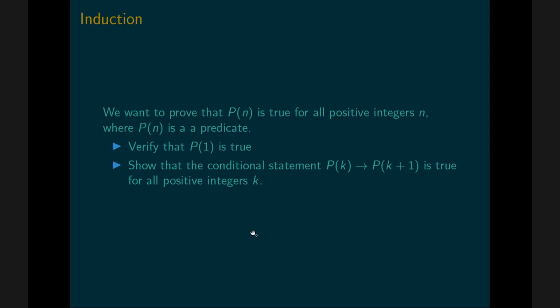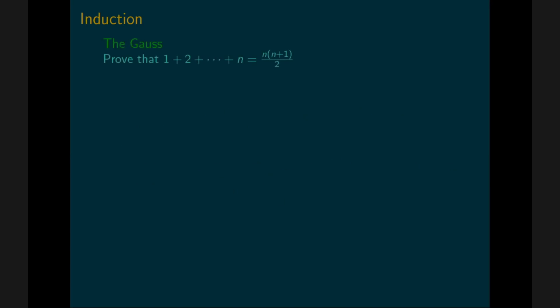And this is how we do induction. For example, we have a predicate depending on n, and then we prove that it's true for the initial value, usually 1, but not necessarily. And then we show that the conditional statement that says if P(k) is true, then P(k+1) is true. This implication, this conditional statement, is true for all positive integers k. So if we prove this, we actually proved P(n), that P(n) is true for every non-negative integer, right?